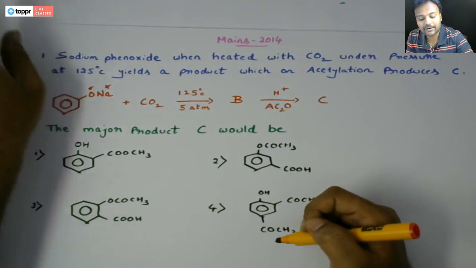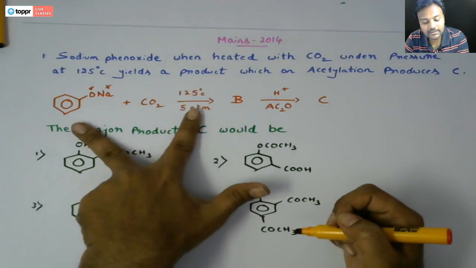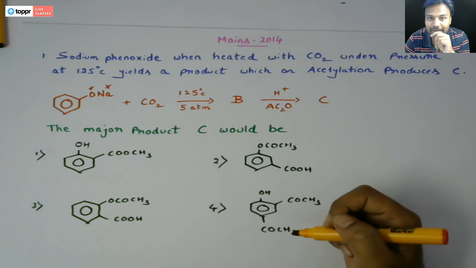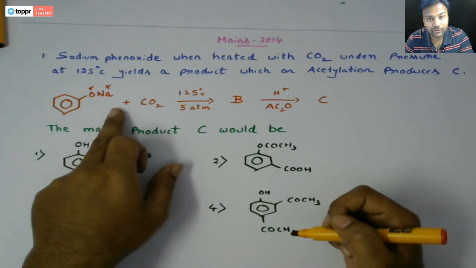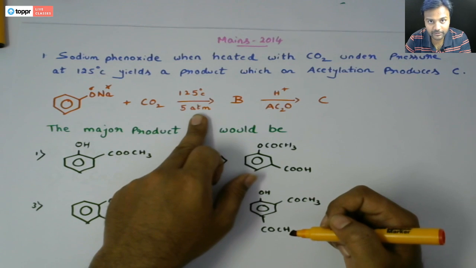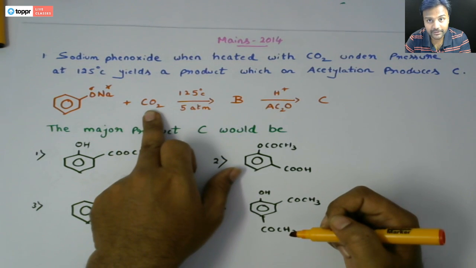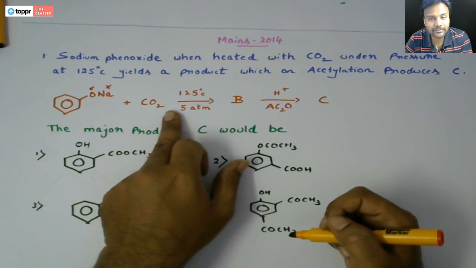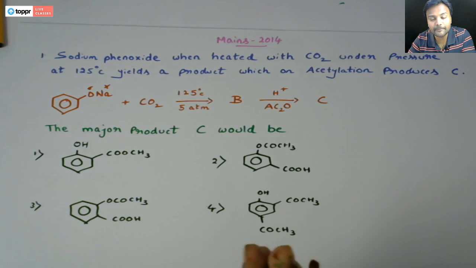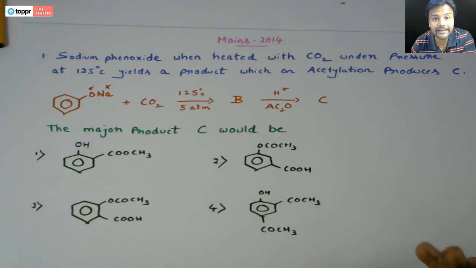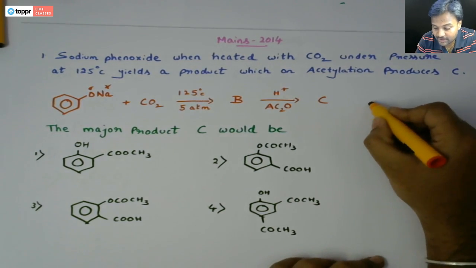Do you remember this named reaction? Sodium phenoxide with chloroform and sodium hydroxide is the Reimer-Tiemann reaction, right? That's Reimer-Tiemann. This one, with carbon dioxide, is the Kolbe reaction. In the Kolbe reaction you are preparing salicylic acid. In the Reimer-Tiemann reaction, you are preparing salicylaldehyde. I'm just writing out the structures for you.